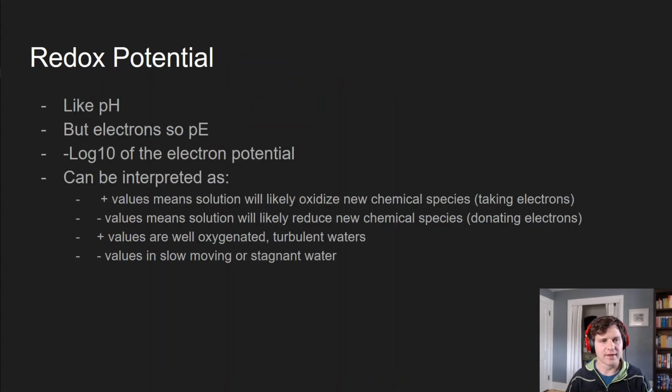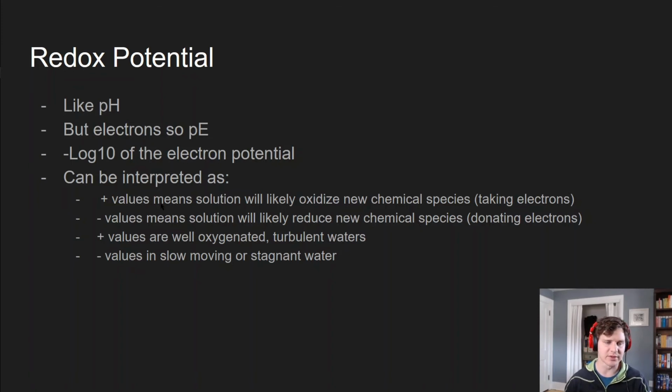Another core idea that we're going to discuss a lot in the assignment is redox potential. Redox potential can be measured with a measure called pe, or electron potential. That's like pH, and so we call it electron potential. This value can essentially be interpreted as: a positive value means a solution will likely oxidize a new chemical species, so it'll take the electrons from that new species. Whereas negative values mean that the solution will reduce new chemical species, so it will donate electrons.